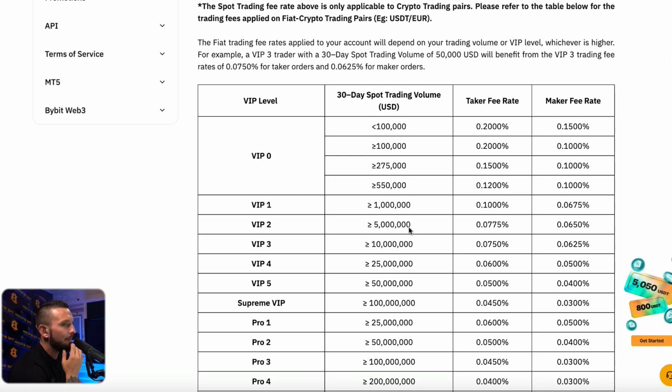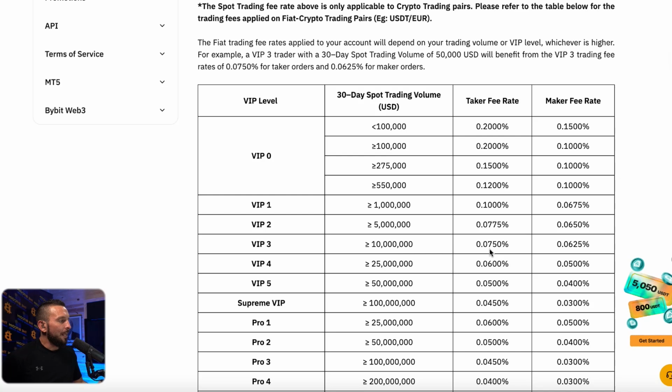Now, if you're doing over $5 million in trades, which I've showed you guys how easy it is to go over, you're going down to a 0.0775. So you're literally saving almost 25% by setting up multiple bots, because it's going to increase your trade volume. Even if that bot just breaks even, but it trades $2.5 million and that allows you to go up to VIP level 2, you're going to save yourself 25%. That bot is going to instantly become 25% more profitable.